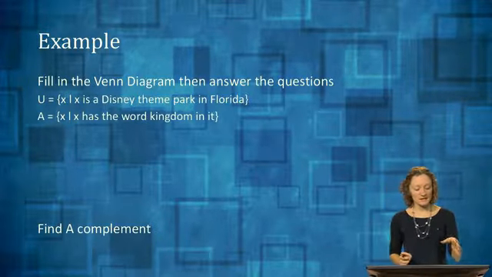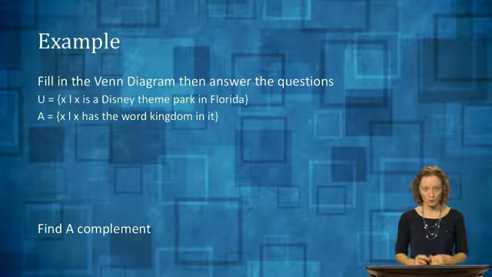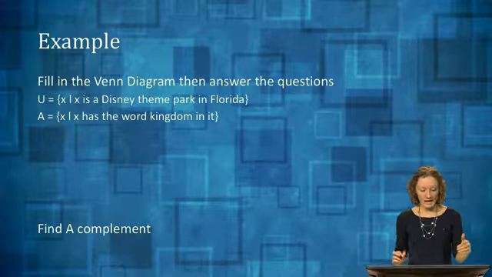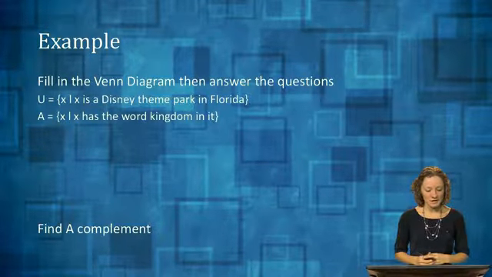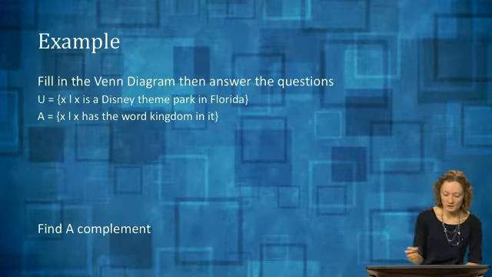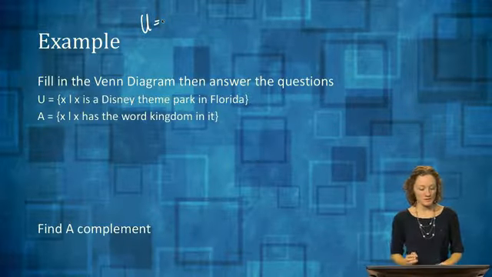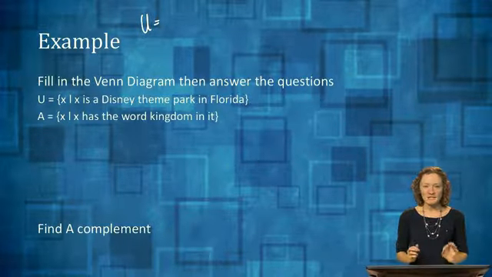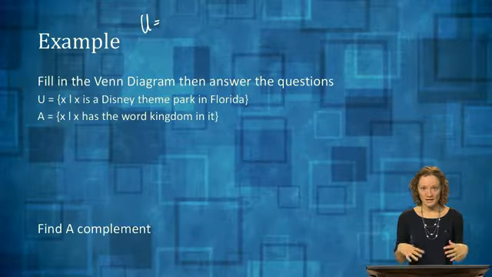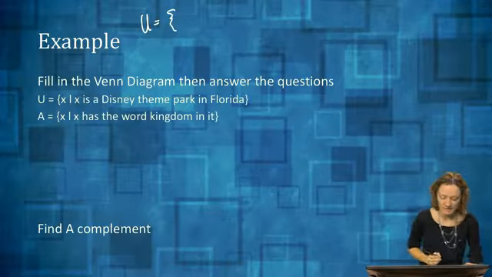So the universe in this case is all elements such that X is a Disney theme park in Florida. And then set A inside of that universe has all the elements that have the word kingdom in it. So first we define the universe, and this one is presented in set builder notation, as you can see with this specific format, but it'll be easier for us to put it in the Venn diagram if we have every single element. So what does the universe actually contain?